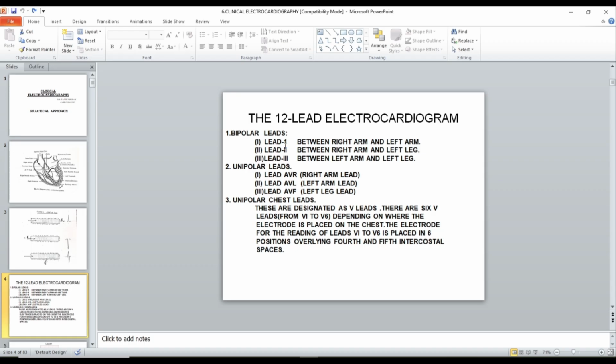Out of the bipolar leads, lead 1 records the electrical potential between the right arm and left arm. Lead 2 records the electrical potential between the right arm and left leg. Lead 3 records between the left arm and left leg. The unipolar leads are lead AVR from the right arm, lead AVL from the left arm, and lead AVF from the left leg. The chest leads are termed V1 to V6. They are placed on the chest wall to record the electrical potential in the horizontal plane.